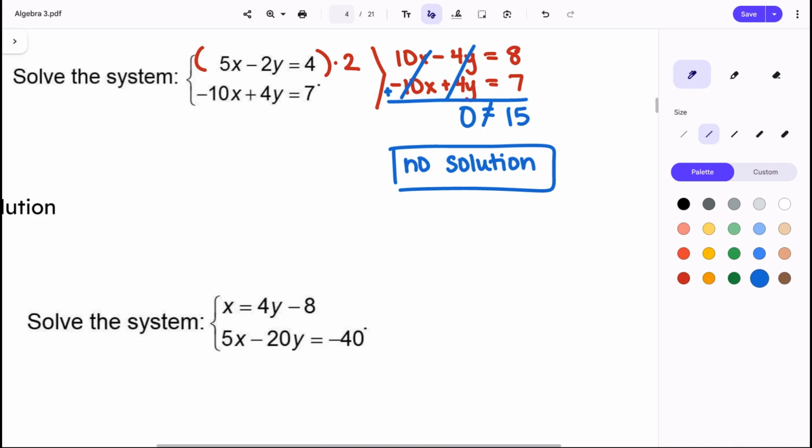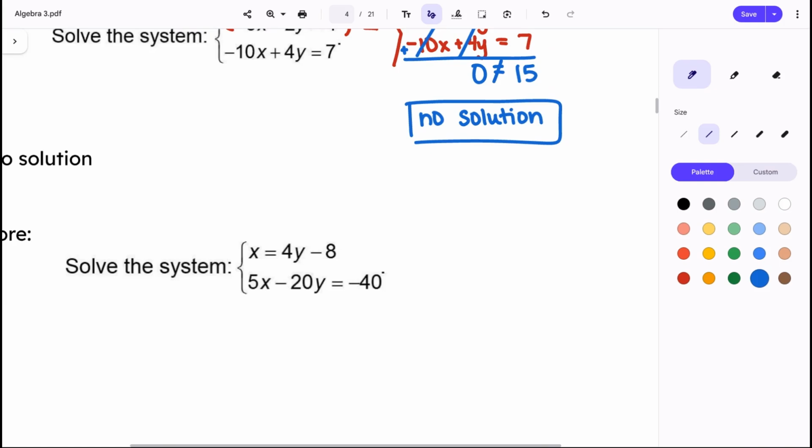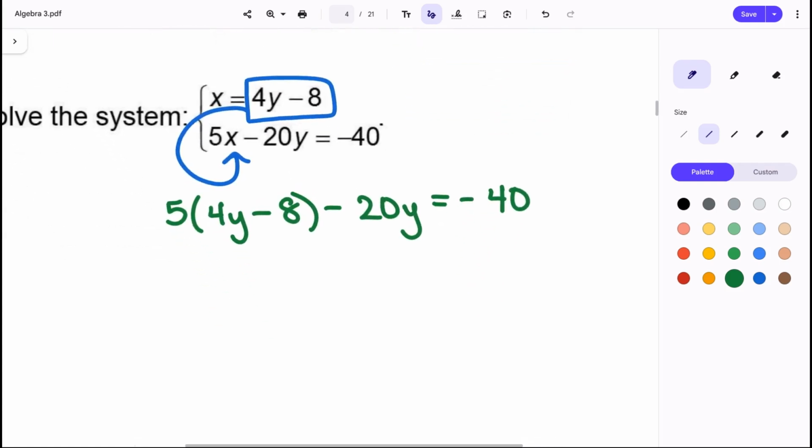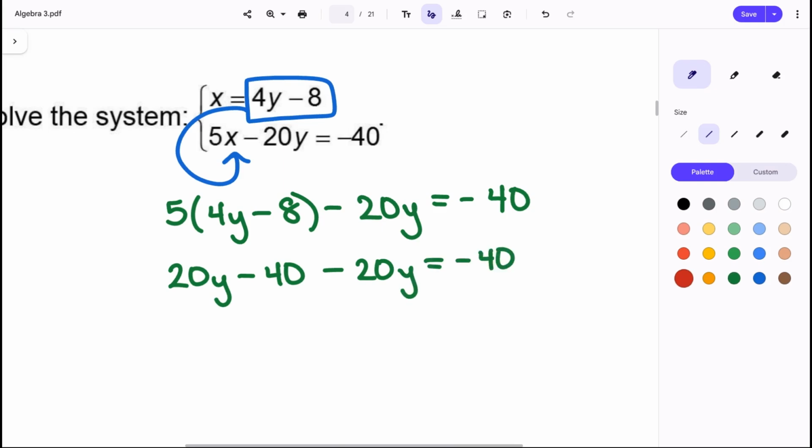Yeah, the x is by itself. So I'm going to plug this in down below. So I'm going to take this piece, 4y minus 8. I'm going to plug that in for the x on the second equation. So it's right after that 5. Okay, what's going to happen here? I'm going to distribute. What's it say when I distribute? Okay, what happens next?